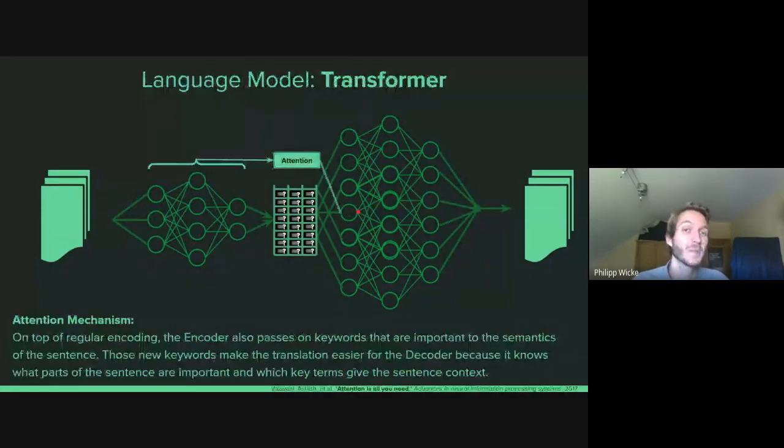One specific language model that caught my attention, at least, is the transformer model. On top of what I've just presented, there are lots of little bits and pieces in the transformer, but the most interesting part I found is that it also has an attention mechanism, on top of the regular encoding. As you can see here, besides regularly encoding the words into the embedding, it also passes keywords that are important to the semantics of the sentence directly into the decoder, because it knows what parts of the sentence are important to give the key terms more context. But this is just a very rough idea. You can find numerous articles that explain transformer models.